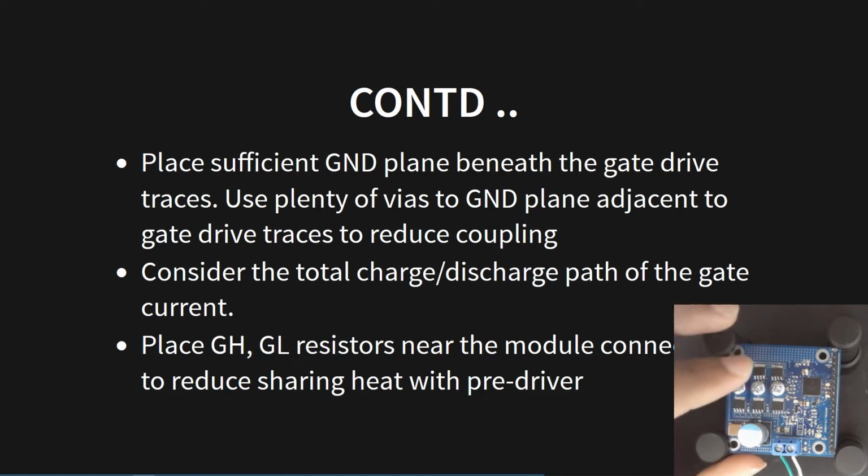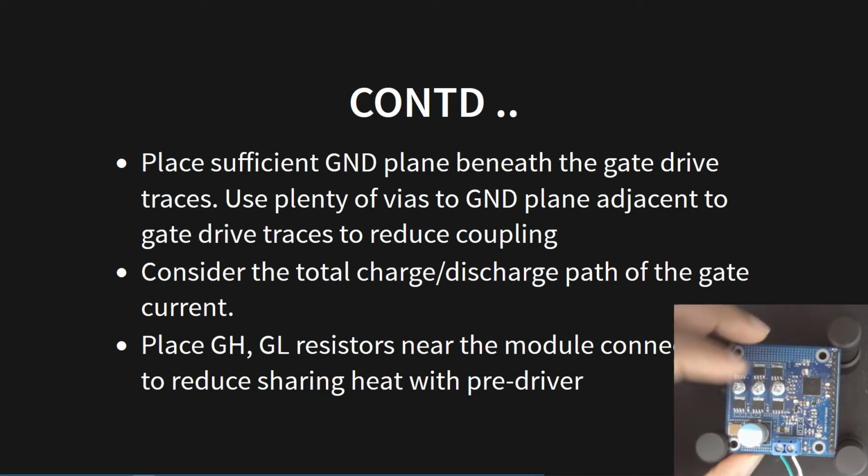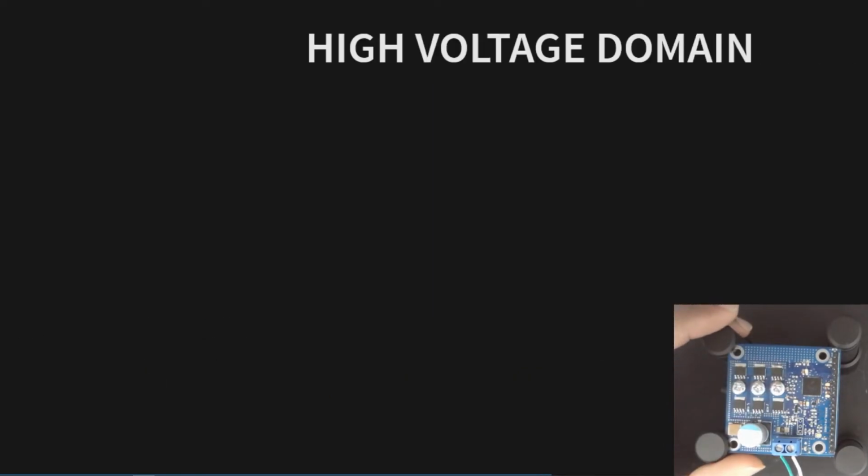And another principle would be to place gate high, gate low resistors near the module connection. So this top is all gate high, and bottom is all gate low in this particular PCB. And near the module connections, reduce sharing heat with pre-drivers. So you want to basically place the resistors near the MOSFET to reduce the sharing heat and avoid it being closer to the pre-driver, because this part is a heat generating component. That's the reason why it's high side and you want to isolate it.